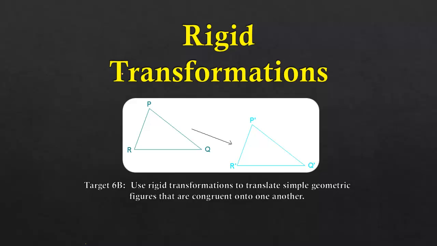All right, so we are doing rigid transformations, and this is target 6B. Again, nothing that's too terribly difficult, but you'll be fine with it. All right, so first things first, you have to identify transformations.